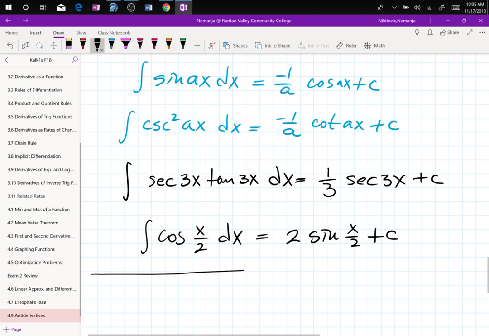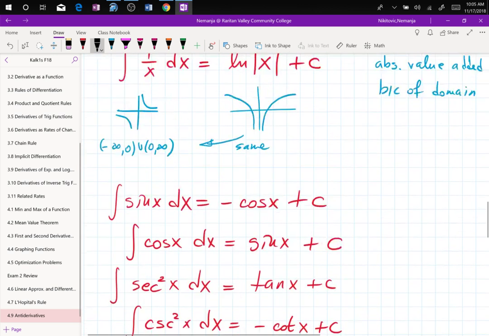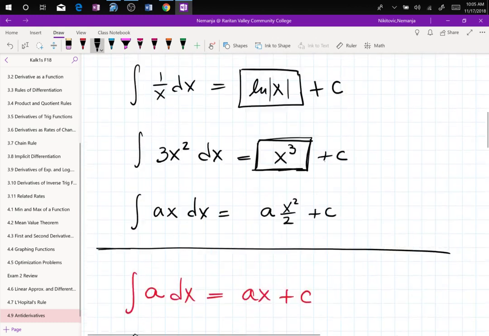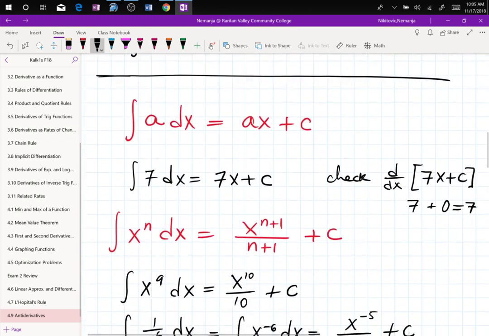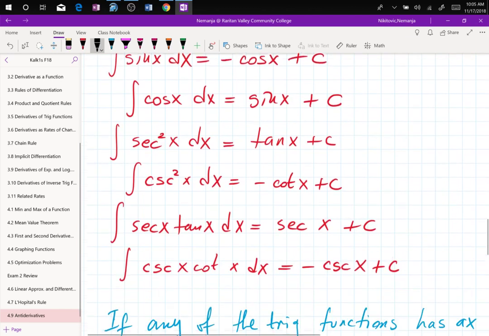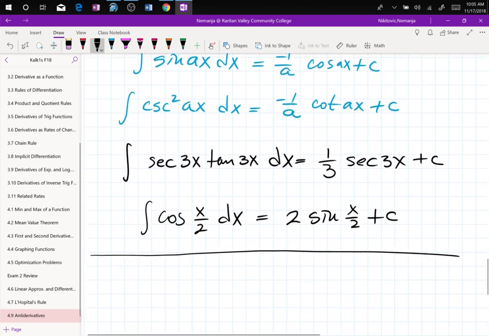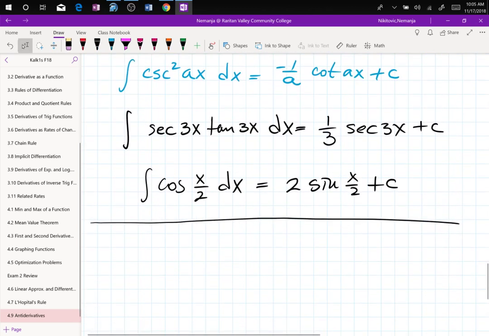Is there anything else? That's pretty much it for the intro. And now we're going to talk about some properties and things that you can do with this stuff. But basically, you have to think derivatives backwards, and it's called antiderivatives.